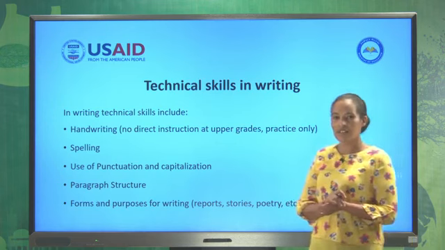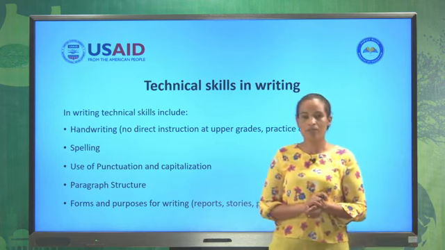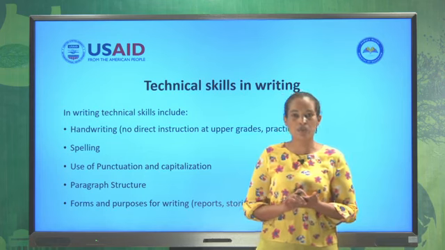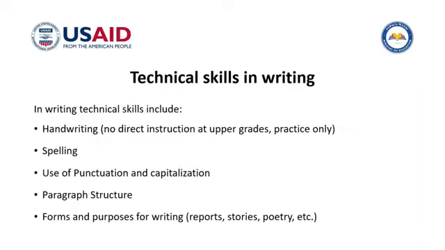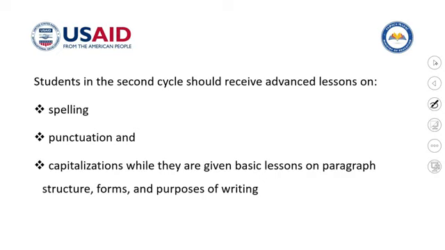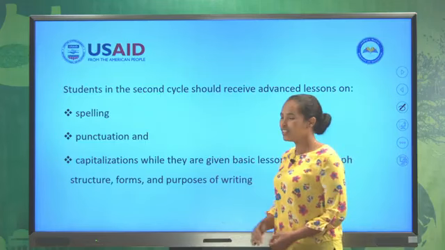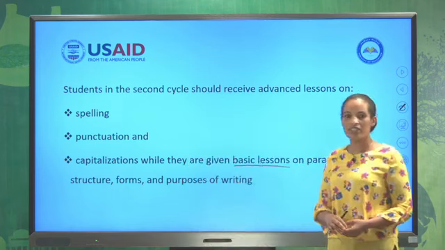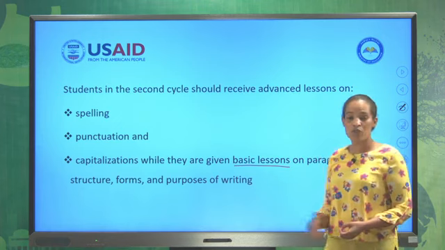Among these technical skills, students in the upper grades, especially grade 5 to 8, may not be directly instructed to develop their handwriting. However, some adjustment might be done to improve students' handwriting. Students in the secondary cycle should receive advanced lessons on spelling, punctuation, capitalization, while they are given basic lessons, especially on paragraph structure, forms, and purpose of writing.